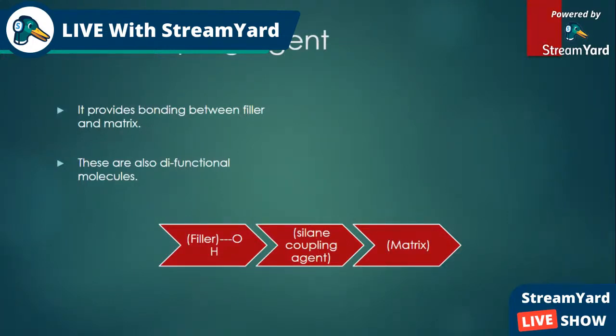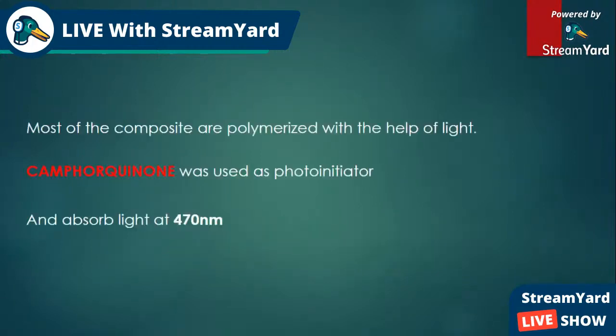A difunctional molecule is a molecule which has two ends. Imagine two highly reactive ends. At one end, the hydroxyl group of the filler, which is a silicate particle, attaches itself to the silane coupling agent, and the other end copolymerizes with the double bond of the monomer. So it acts as an intermediate for bonding between the filler and the matrix component of the composite. I hope that explains pretty much.